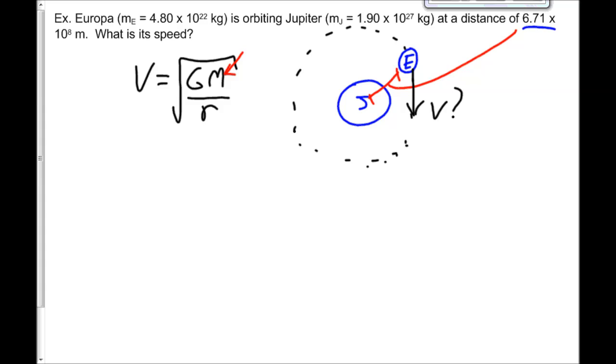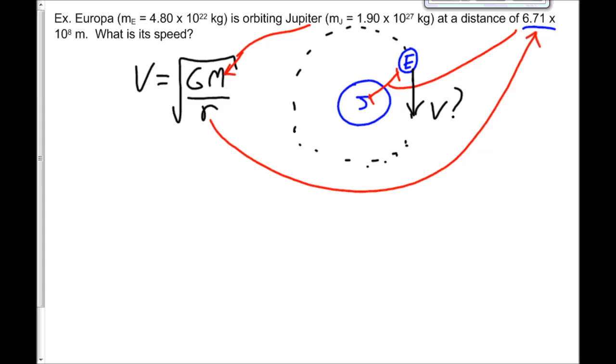And so this one wouldn't be the mass of Europa. It's the mass of Jupiter. And r is the distance between them. So that would again be this one right here. Just to drive this home one more time before we put numbers in here, this is really cool because what it tells us is that no matter how much mass Europa has, it would still be orbiting at the same speed.